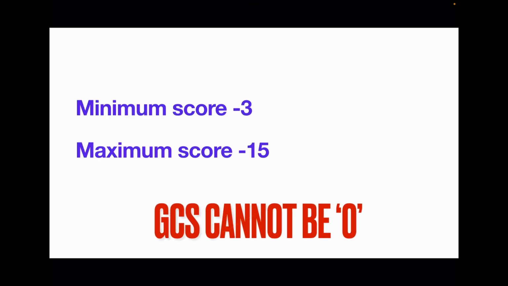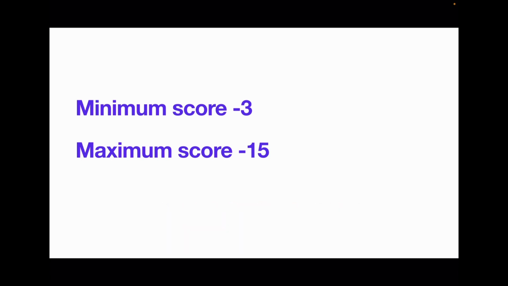Minimum GCS that a patient can have is 3, that is E1, V1 and M1. Totally 1 plus 1 plus 1, that is 3. GCS cannot be 0, as the minimum score is 3. The maximum GCS a patient can have is 15 by 15, that is E4, V5 and M6.